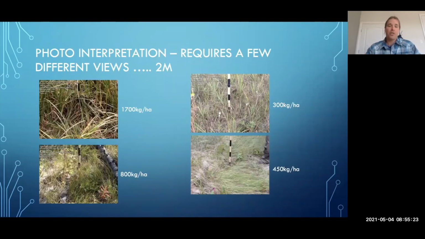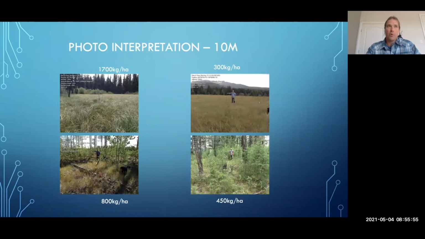A photo interpretation tool would look like this, and you require a few different views to get a decent photo interpretation tool. So you need a 2-meter view, and this would be something that you could use if you don't have enough time to do destructive sampling, or it could supplement destructive sampling. So you have your photo interpretation tool that you use on some sites, and then you use destructive sampling on other sites. And the photo interpretation tool can also be helpful for estimating limiting factors.